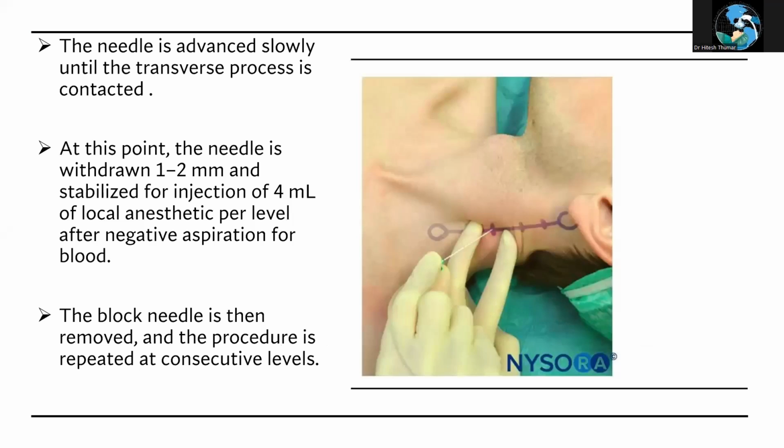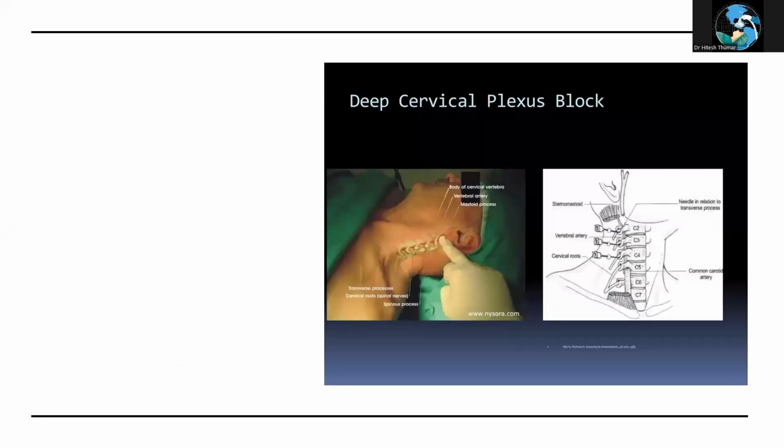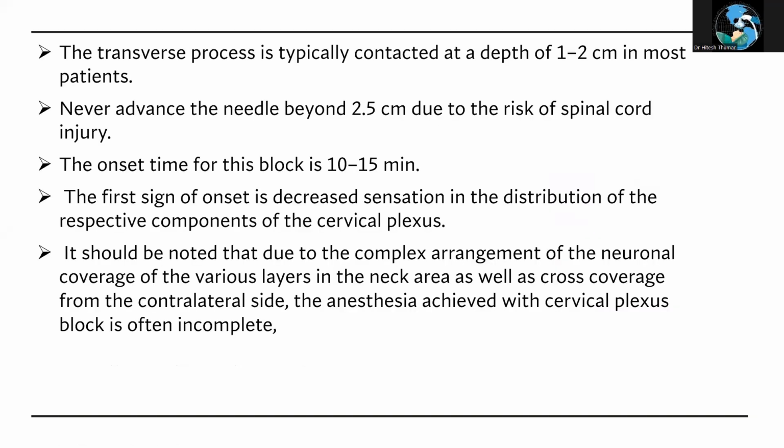So you must go perpendicular to the skin, hit the transverse process, come back a little bit, and inject 4 ml of local anesthesia after negative aspiration of blood. Do the same procedure at the 3 levels, C2, C4, and C6, for the deep cervical plexus. So you will get a deep cervical plexus block there. The transverse process is typically contacted at a depth of 1 to 2 centimeters in most patients. If you go more than 2.5 centimeters inside, there is a risk of spinal cord injury.